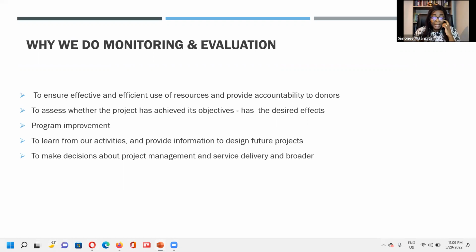We mentioned that, and to make decisions about project management and service delivery and broader. Now, we must make decisions about service delivery. Sometimes your evaluation can tell us, here we have to change direction without changing our program objectives. It will tell you where to scale up. It will tell you where to come up with catch-up programs.